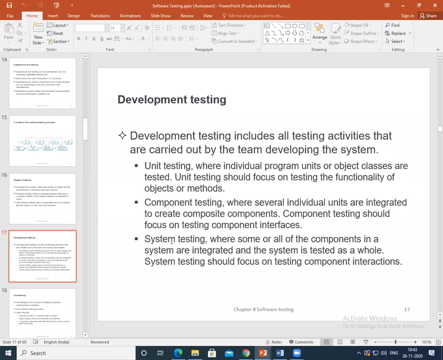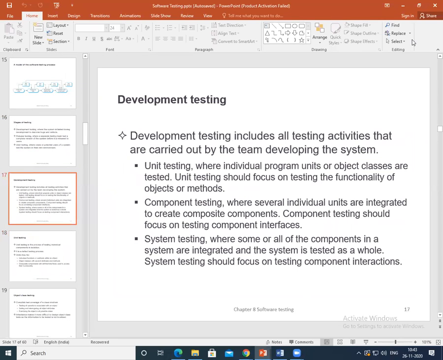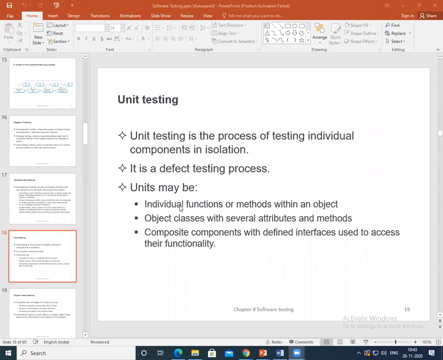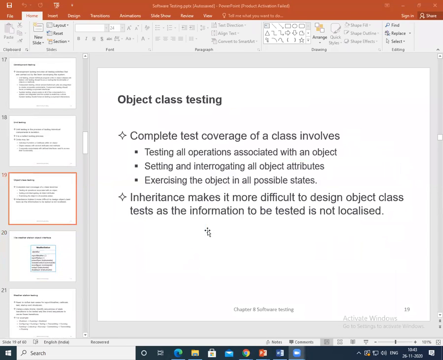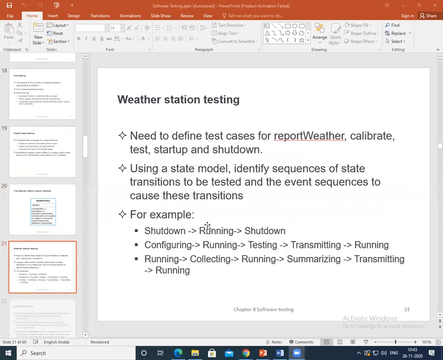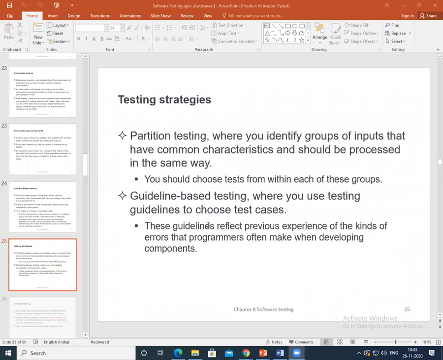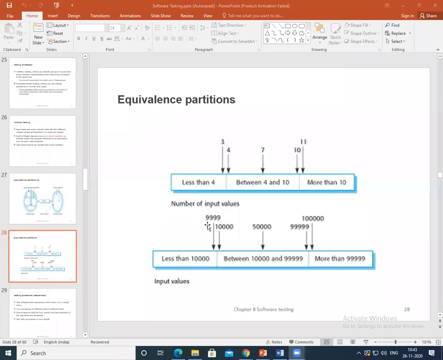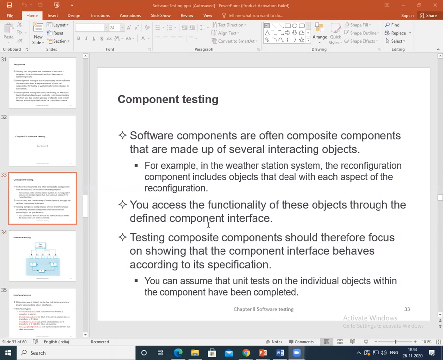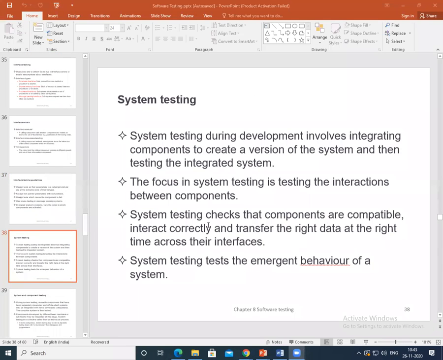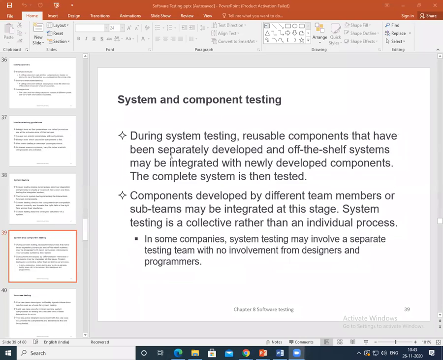It consists of unit, component and system testing. Remember, development testing is code testing. If you follow this, you will find it easy. It consists of various situations: unit, component, system. What is unit, what is component, and what is system testing? Automated testing we also study here. We have the concept of equivalence partitioning, a very interesting concept. Then we'll study system testing also.